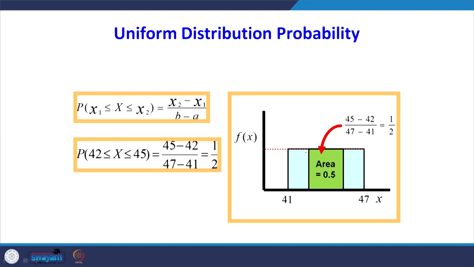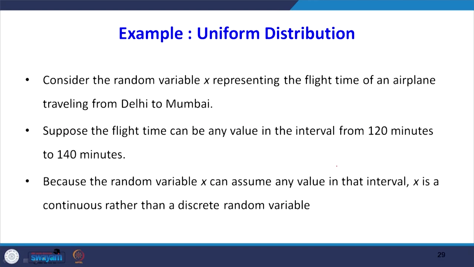Now, see, the uniform distribution is defined in this interval 41 to 47, right. Suppose we want to know the probability between 42 and 45. That can be done by x2 minus x1 divided by b minus a. x2 is 45, x1 is 42. So, 45 minus 42 is 3, divided by 6. 3 divided by 6 is 1 by 2. So, this area is 0.5. We will see another example of this uniform distribution.